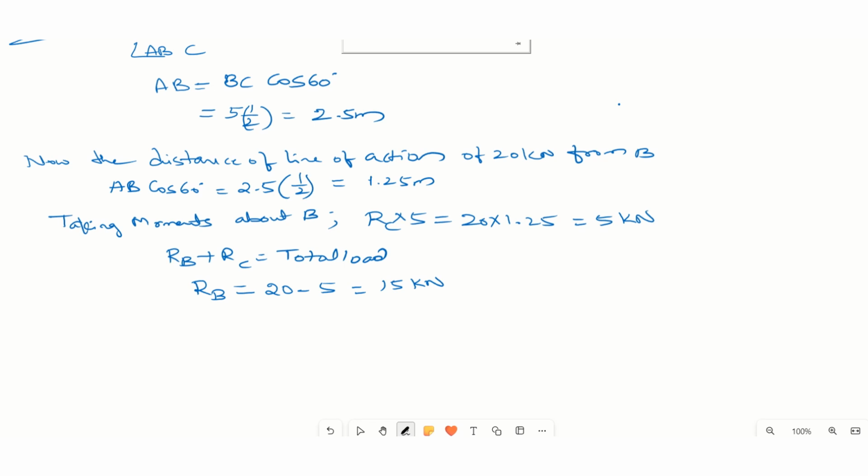Now first considering joint B. For joint B, draw the free body diagram first. At B the angle is 60 degrees, and here this is RB, already calculated. And here these are the members BA and BC.